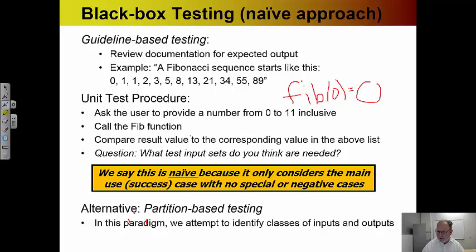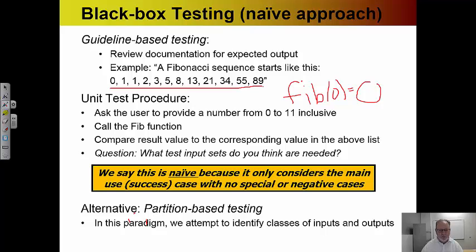Is that the best way to do it? Does that validate all Fibonacci numbers and all Fibonacci sequences? Did I consider negative test cases? Did I consider boundary cases? Do I have to exhaustively test all 12 numbers? I have to do 12 test cases here.